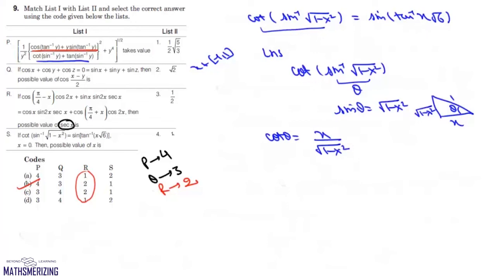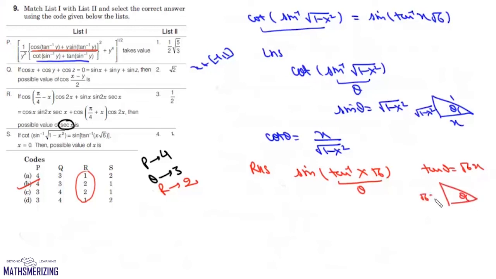Now we'll simplify this right hand side. Now this RHS is sine of tan inverse of root 6x. Now we'll take this as some angle theta. So here tan theta is under root 6x. So this is theta. This is root 6x. And this is 1. And this is 1 plus 6x square. Now we'll write sine theta. Sine theta will be under root 6x upon under root of 1 plus 6x square.